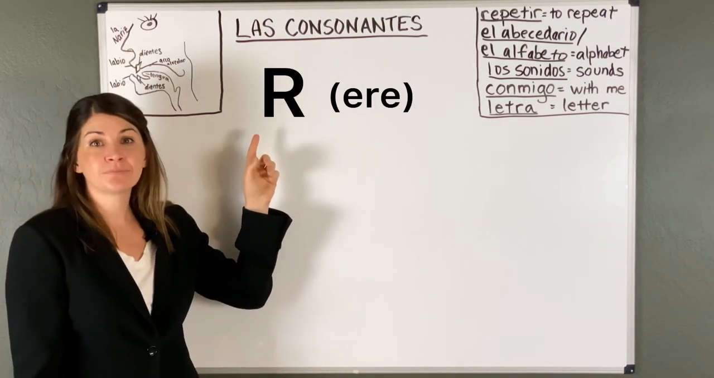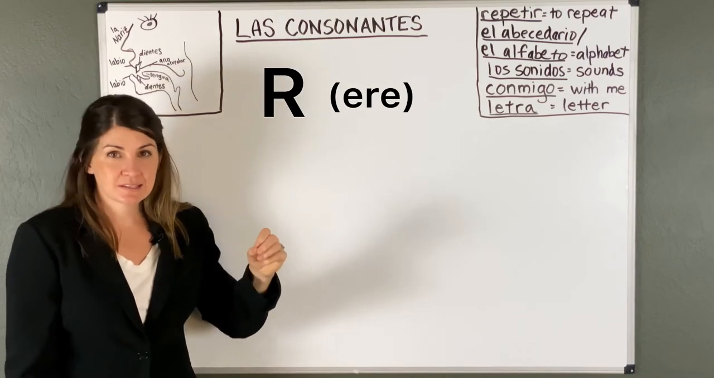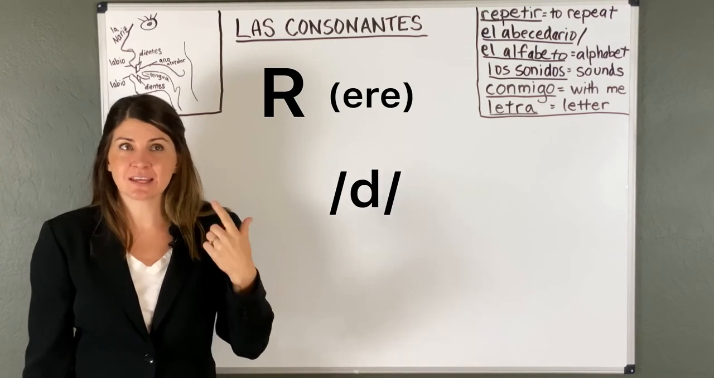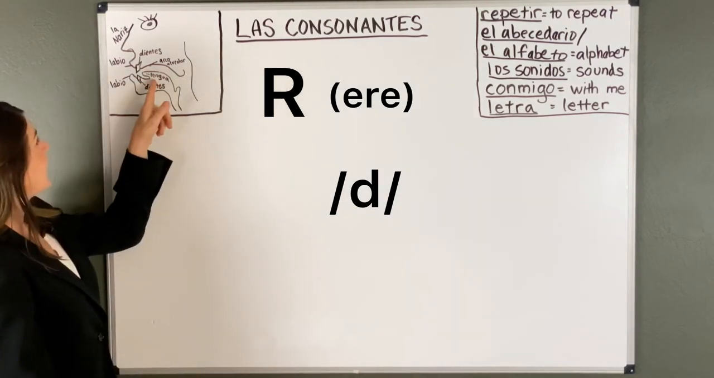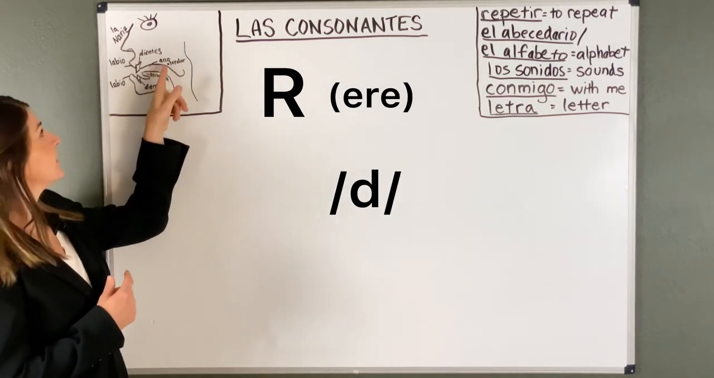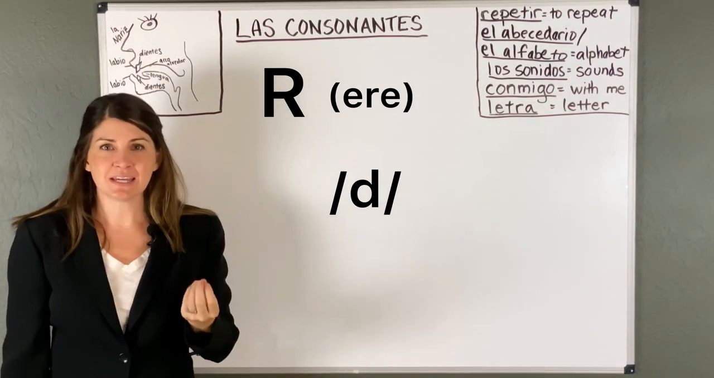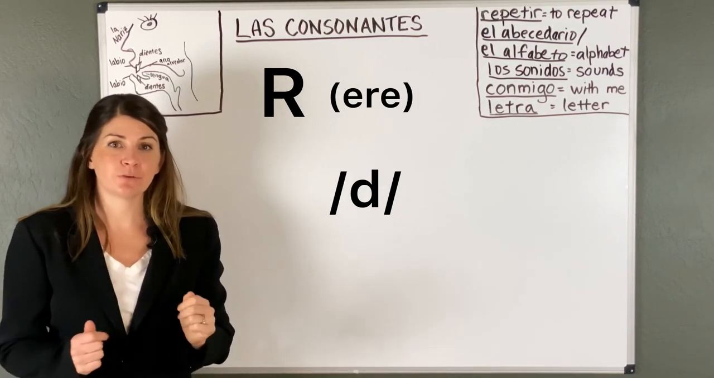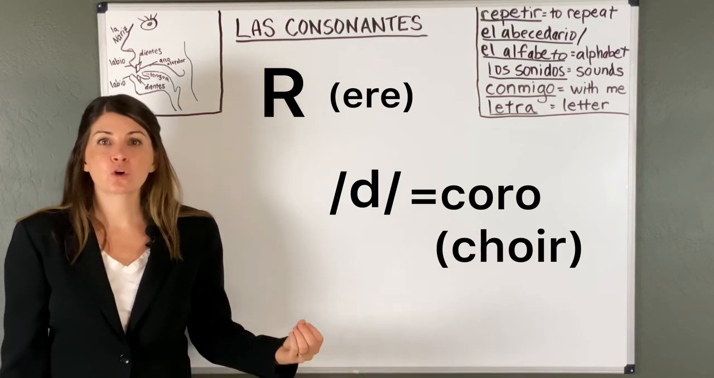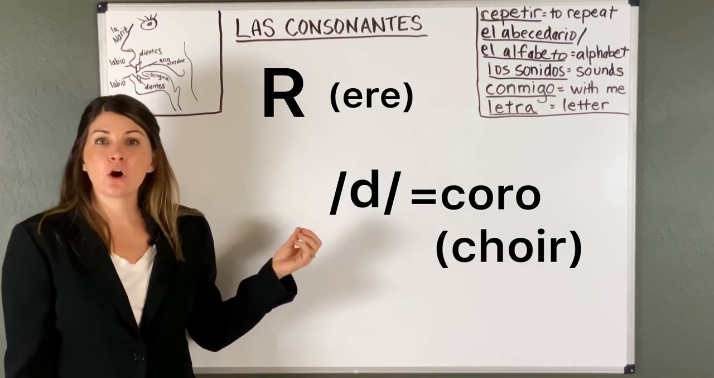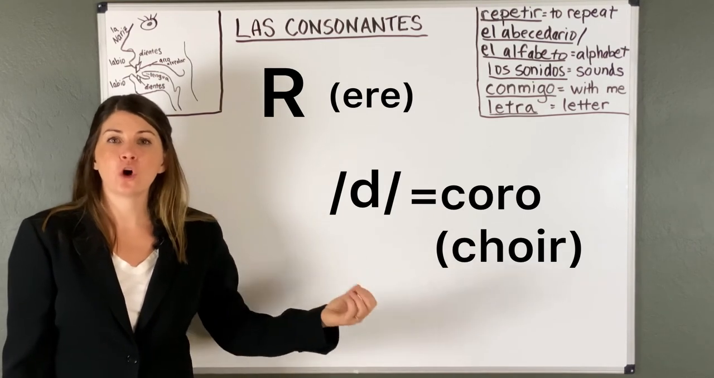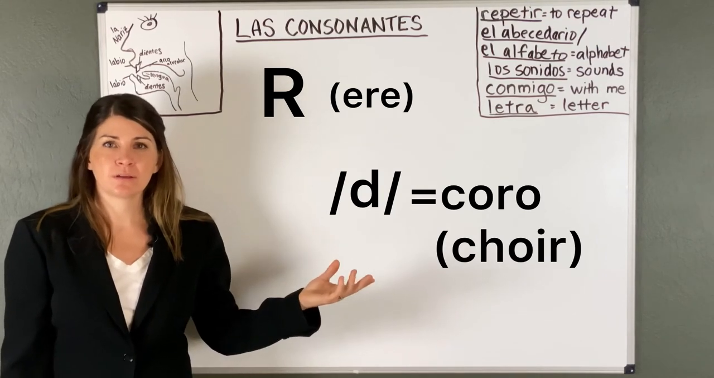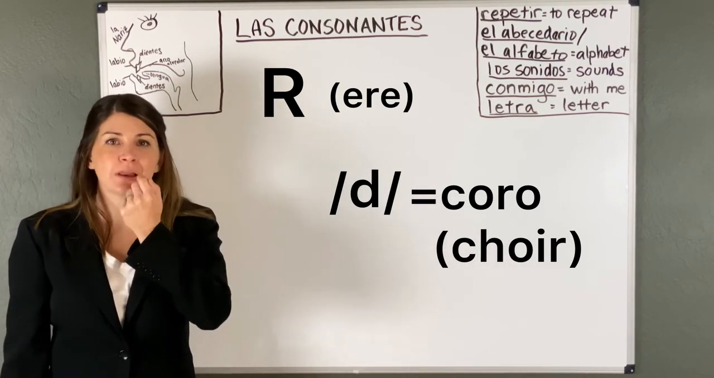The single R is similar to the D sound in English. Let's look at the mechanics. D, say it, D, is produced by la lengua, your tongue, on the roof of your mouth, in el arco alveolar. D, day. The R is a similar mechanic when the R is located in the middle of a word, like coro, the word for choir. Like a softer D sound. Lengua en el arco alveolar.